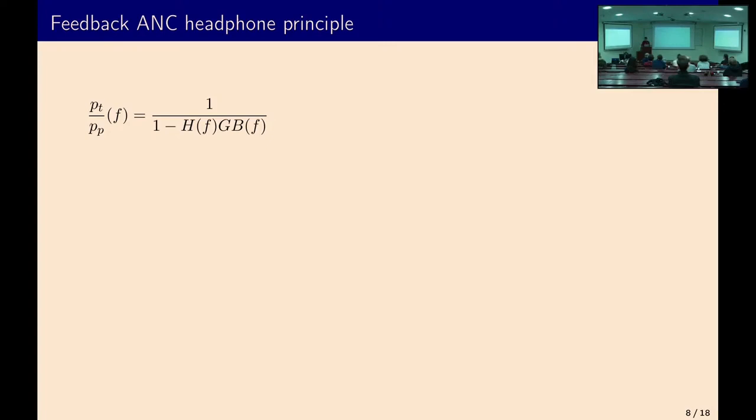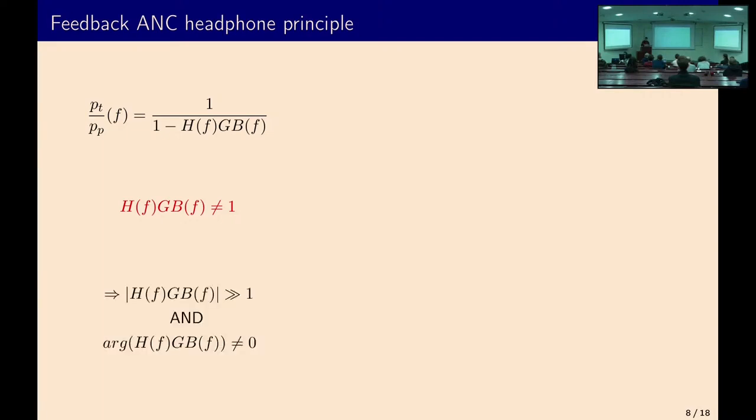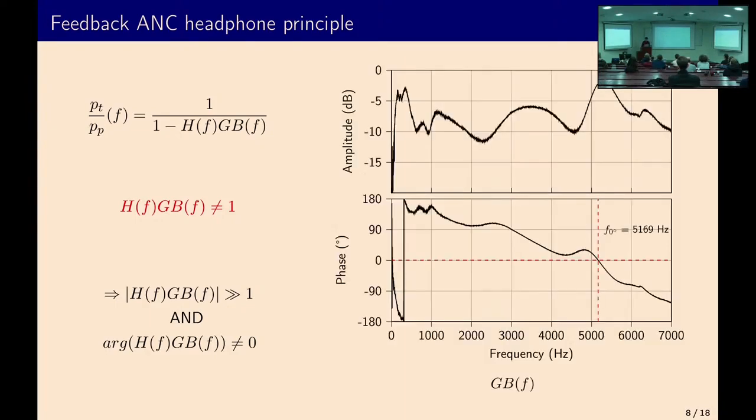And the thing is that there is an unstable case when HOB is equal to 1 because of the division by 0. So in summary, what we want to do is to increase the modulus of HOB, but not for the frequencies where the phase is equal to 0, because then we can have the unstable case. Okay, maybe to make it more clear, we can see a practical case.